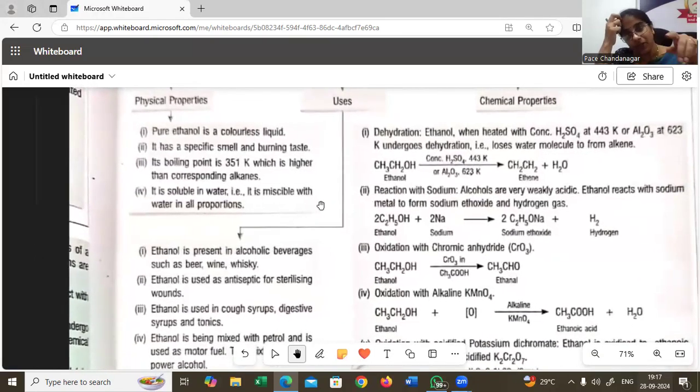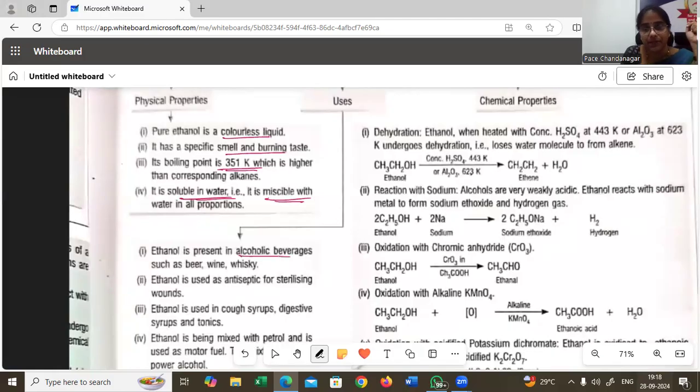Pure ethanol is a colorless liquid, as you can see here, with a specific smell and burning taste. It is alcohol, so it gives that burning sensation in your throat when taken, and it is soluble in water. It is miscible, which means it can get mixed with water very easily, and its boiling point is 351 Kelvin, which is higher than its corresponding alkanes. Higher boiling point it has got.